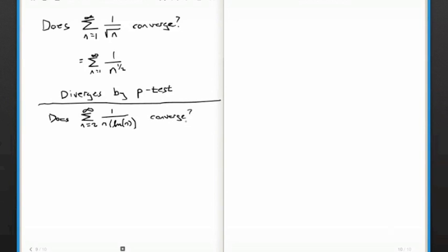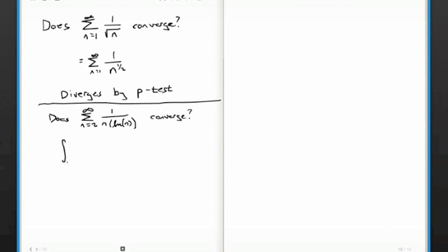All right. Well, this one's not as obvious as the p-test. Right? There's no particular power down there. It seems like n is greater than 1, but it's not really n times n. It's n times the natural log of n. So, gut level feeling maybe it converges because we're dividing by something bigger than n, but we don't know. Let's take a look. Here we have to do the integral. So I'll take the integral, and again I'm going to use some sloppy notation.